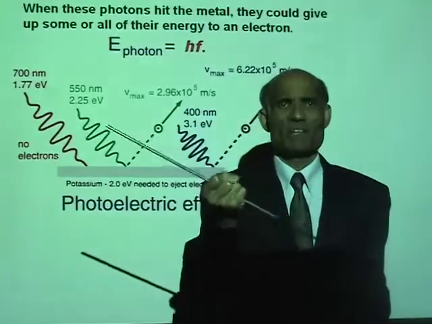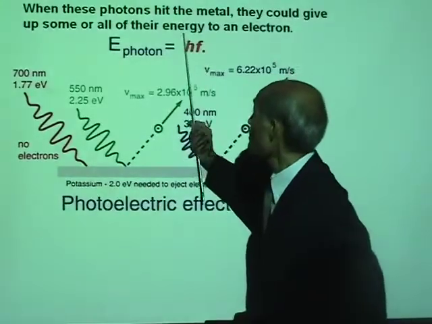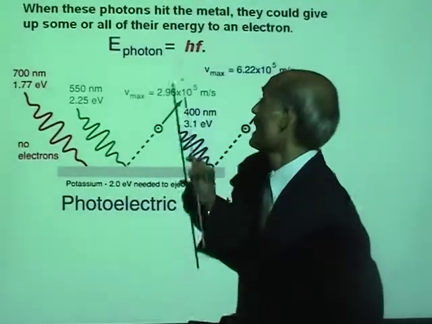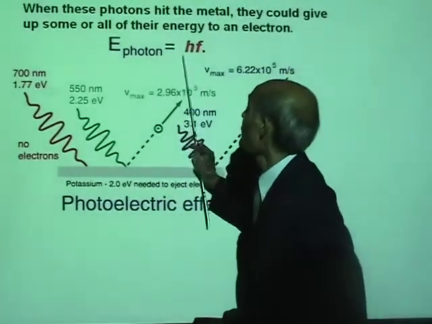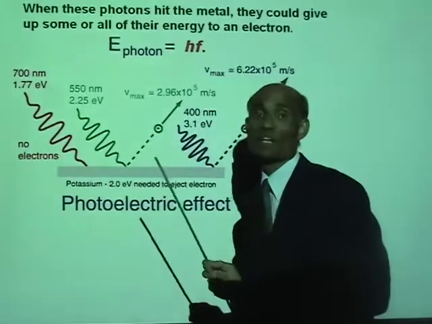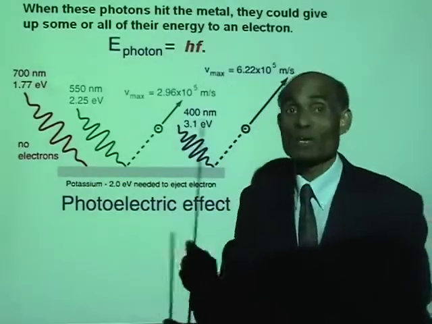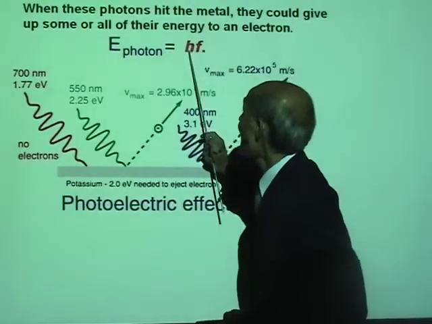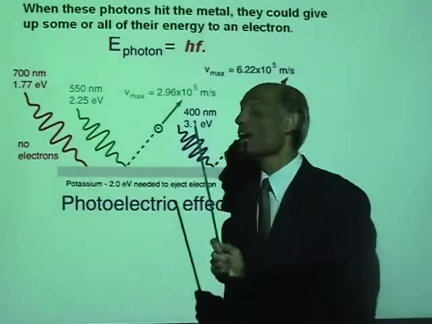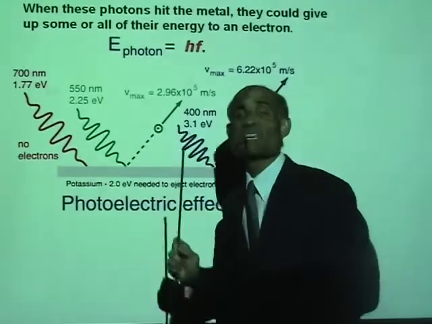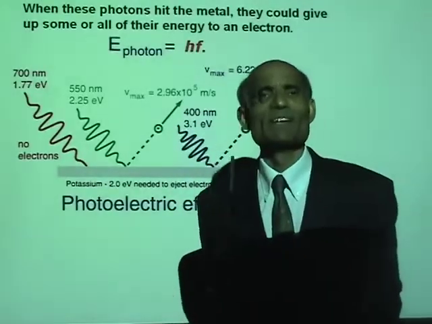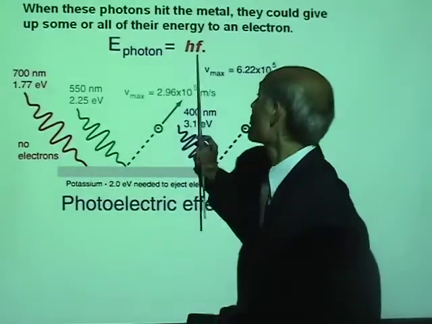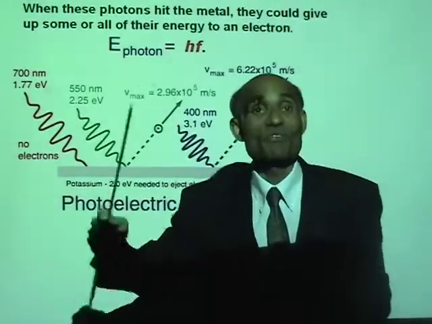Now, the energy of a photon, which I have been saying is a packet of energy, is a specific amount of energy. The energy of a photon, not electron, is represented as H multiplied by F. Now, H is a mysterious number. It is called the Planck's constant. And F is the frequency of the photon.